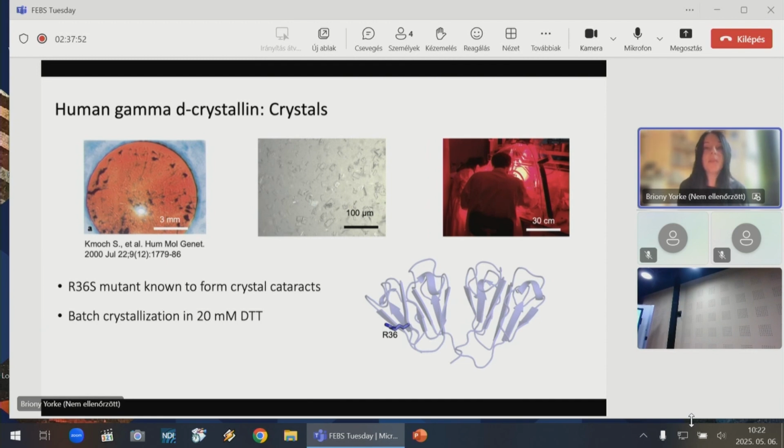So we use this mutation in order to be able to grow crystals of our protein very quickly and in very minimal conditions. So we simply have 100 millimolar phosphate buffer, pH 7.8, and 20 millimolar reducing agent DTT. And our crystals spontaneously form at around 25 to 50 microns, depending on the temperature we use. And then we load them into our chips under red light prior to our experiment.